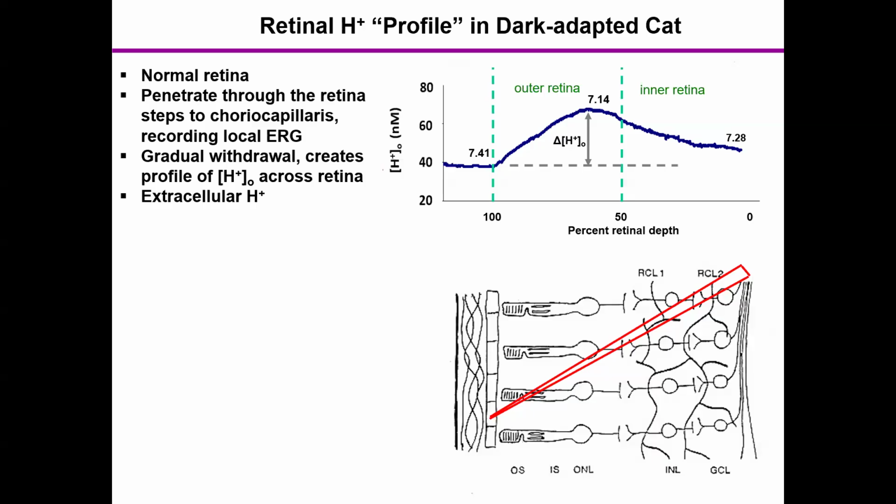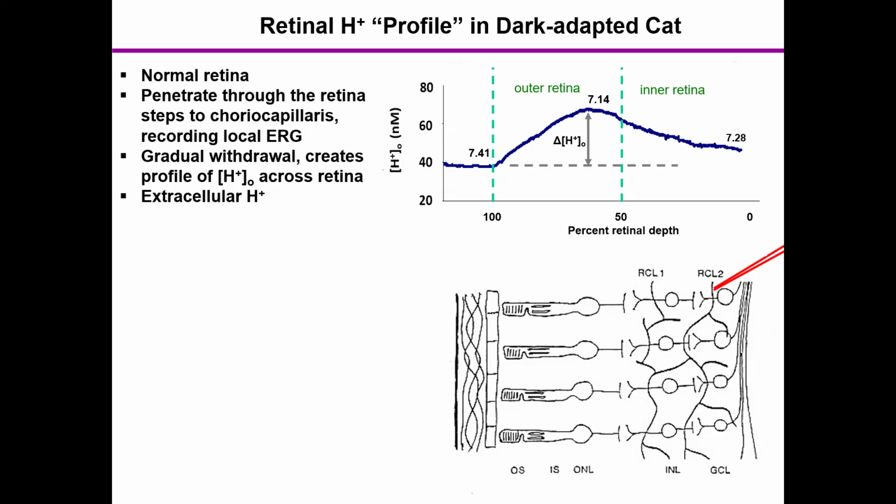The basic measurement is the hydrogen ion profile. So this is in the normal retina. We penetrate with the electrode through the retina in steps, recording the ERG along the way. And then we do a gradual withdrawal of that electrode, and that generates this profile of hydrogen ion as shown at the top. So I need to emphasize that this is extracellular hydrogen ion concentration.